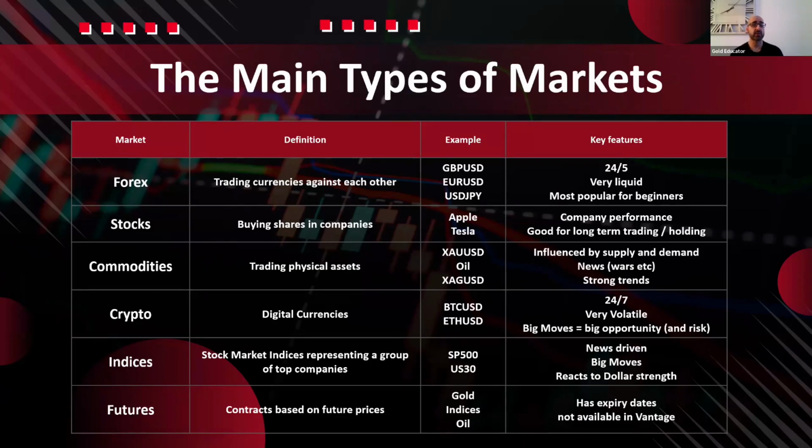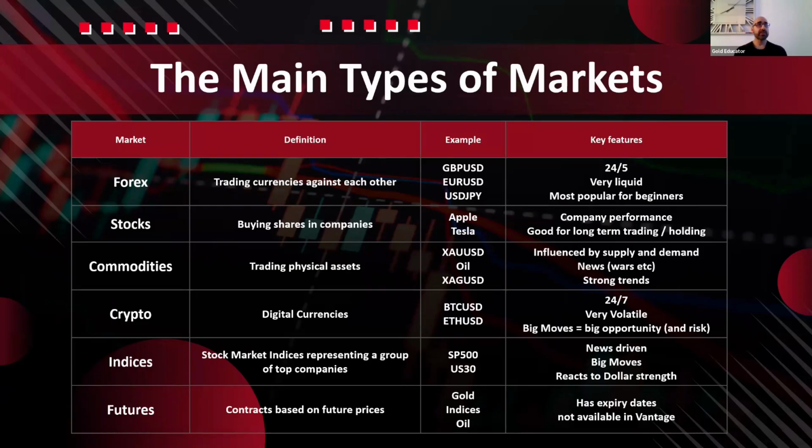You have commodities as well, and that's the area that we're in at the moment. We trade obviously XAU USD, which is gold, but you can also trade assets like oil, silver, which is XAG USD. And as you know, a lot of these commodities are influenced by external factors like news, like the war that's happening, of course, and supply and demand. And like I said, you'll always see big trends in these commodities as well.